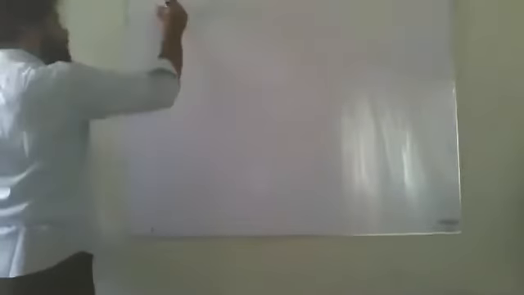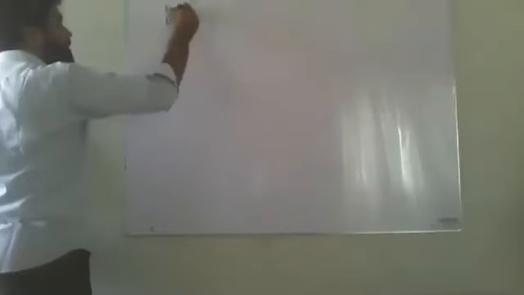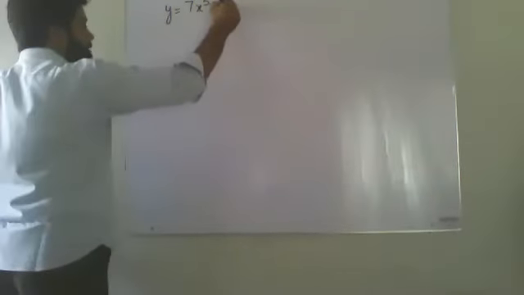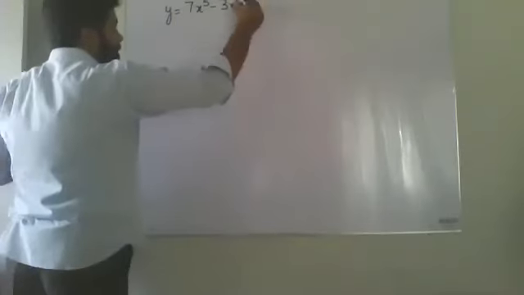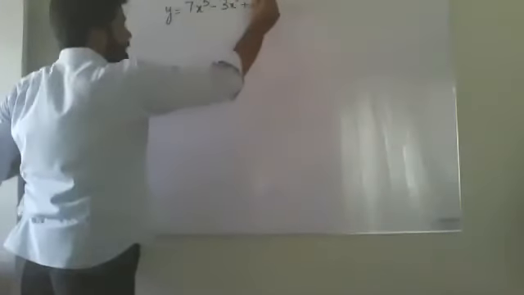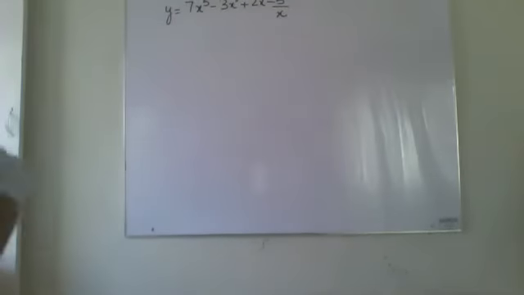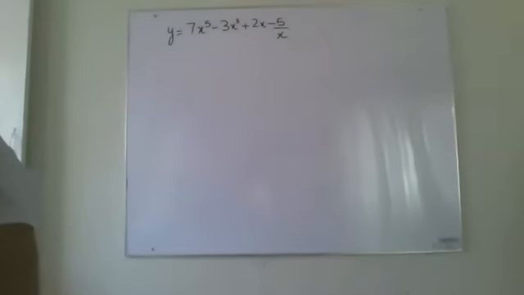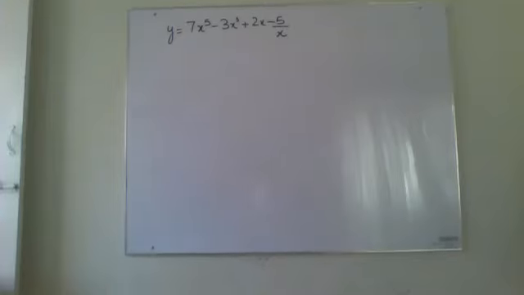Now, see, for instance, y equals 7x^5 minus 3x cubed plus 2x minus 5 over x. Okay, this is a new question.